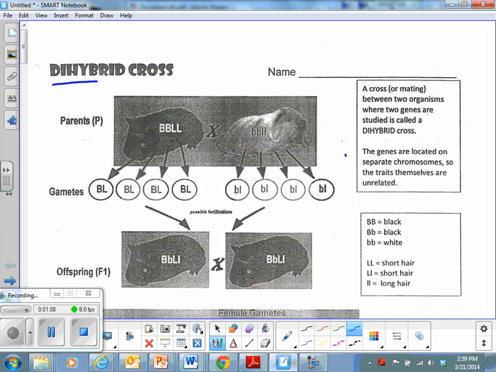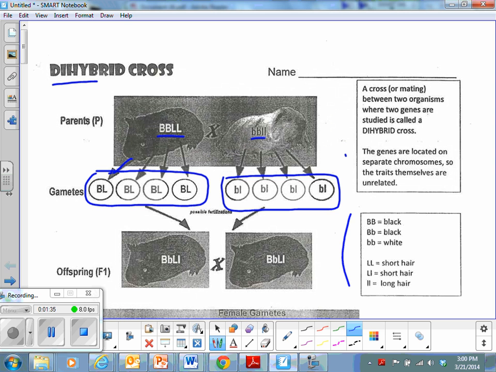All right, so I have my first little guinea pig right here. He's homozygous dominant for both traits, and if we look at our key here, we see that the dominant trait is black and short hair. And then this little guinea pig here is white and has long hair. She's homozygous recessive. Now, you see these little things here, these gametes. Remember, if it's a boy gamete, he's going to have sperm, and if it's the female gamete, it's going to be eggs. So remember, we made these gametes by doing the FOIL application.